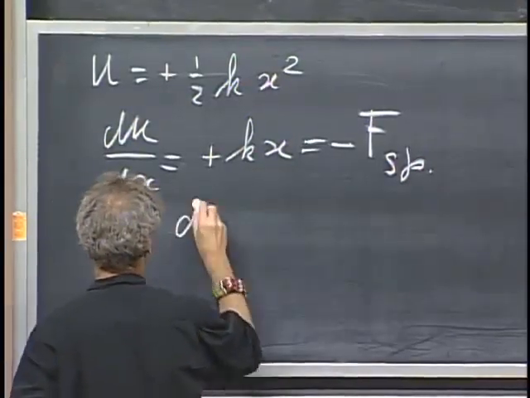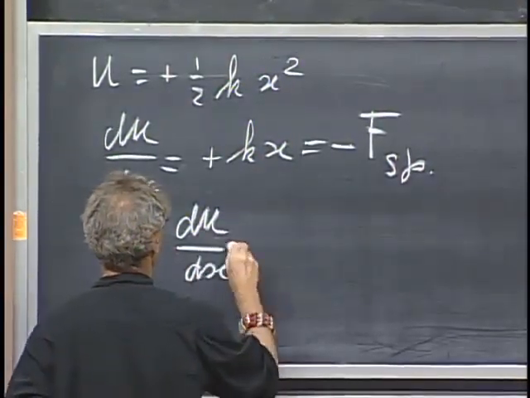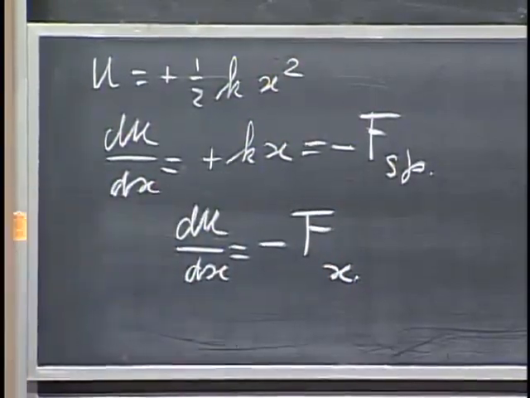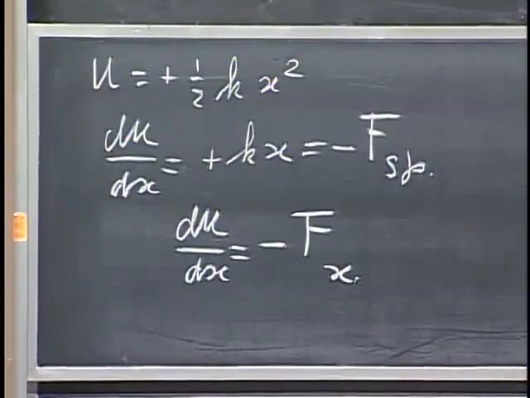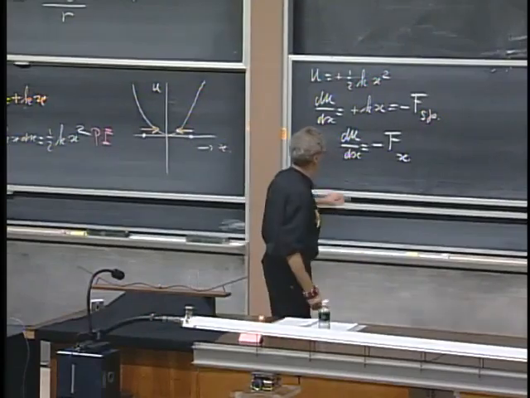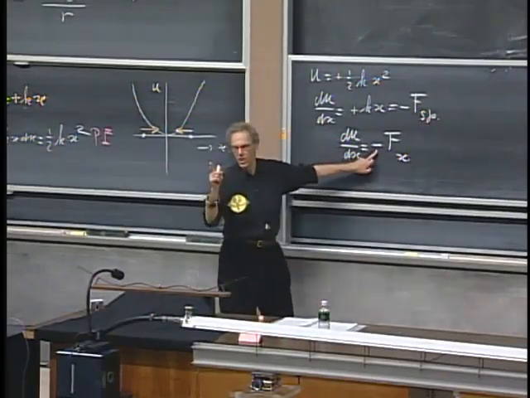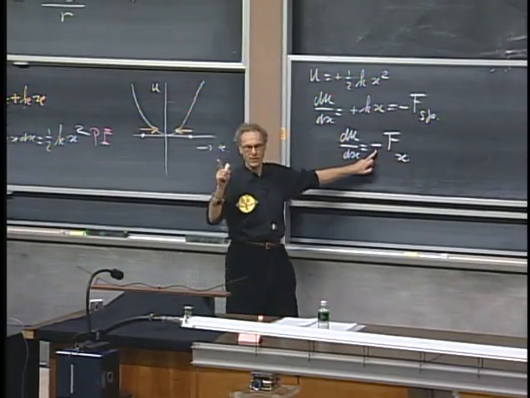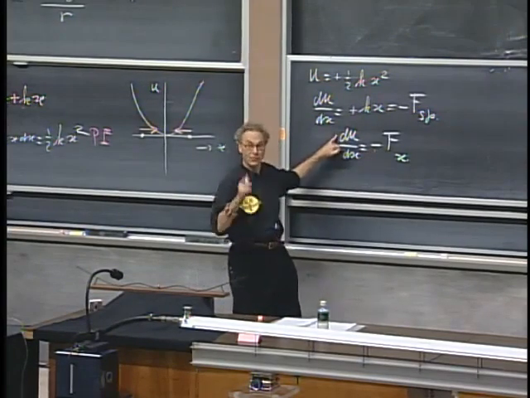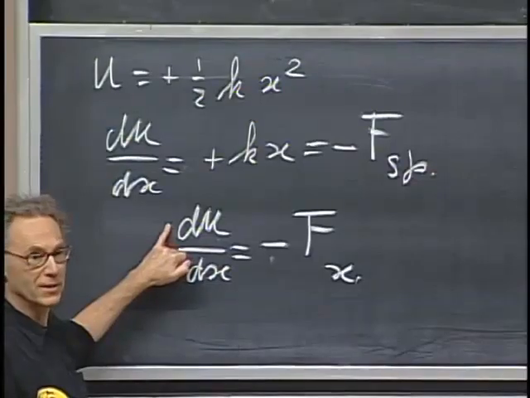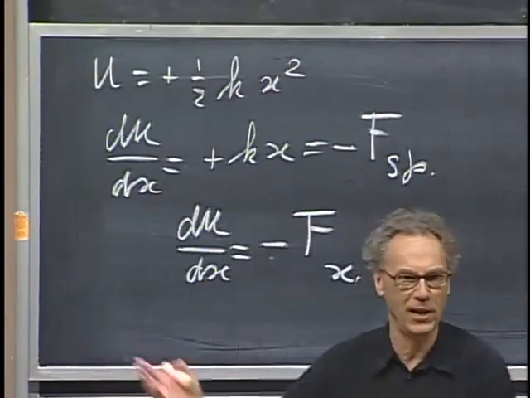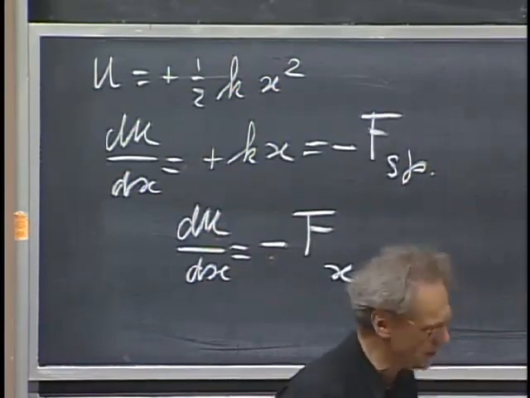So we have that dU/dx equals minus F, and I put the x there because it's a one-dimensional problem. It is only in the x direction. The minus sign is telling you that the force is always pointing in the direction which is opposite to increasing values of the potential energy. That is what the minus sign is telling you. It's staring you in the face, what I have been telling you for the past 5 minutes.